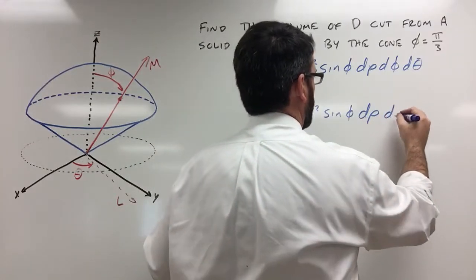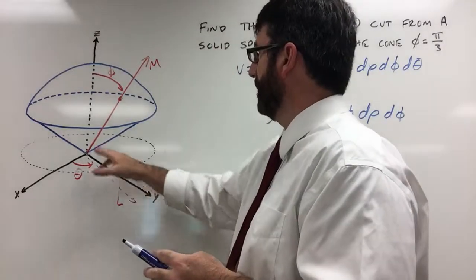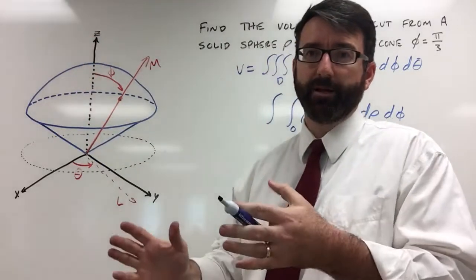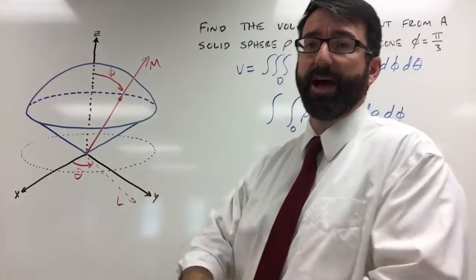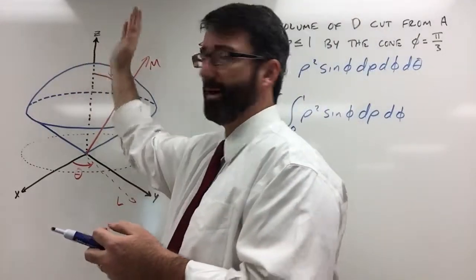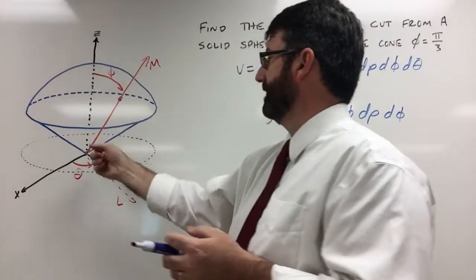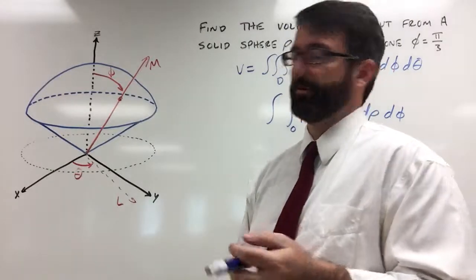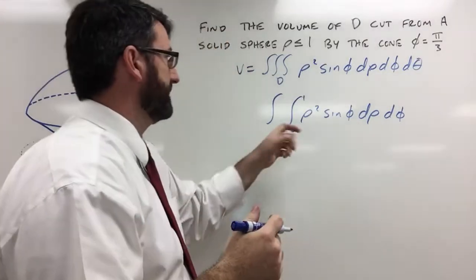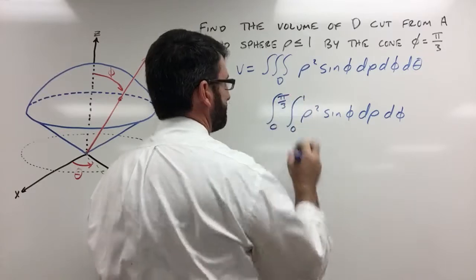Now let's do d phi. So our limits for phi, we want to know for this ray here, what's the minimum angle that we could have for phi that would still have us going through our region D. And the minimum angle is going to be 0. That would be straight up the z-axis. And the maximum is going to be phi equals pi over 3. That would be at the very edge of this cone. So our limits of integration for phi are going to be from 0 to pi over 3.